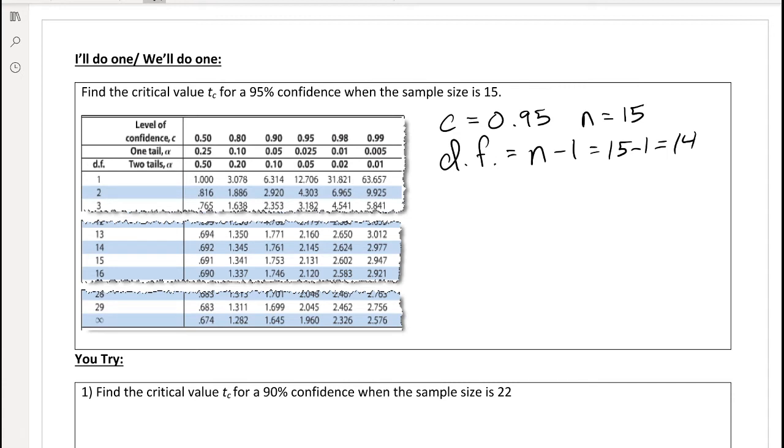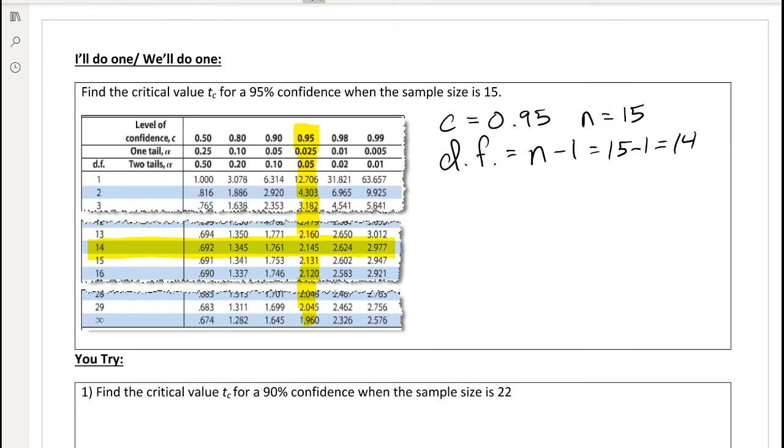All I have to do now is look on my chart. I'm looking for a confidence level of 95%. That's right here, and it's going to be all of these numbers down here. My degrees of freedom is 14, which is over here, and it goes all the way to here.